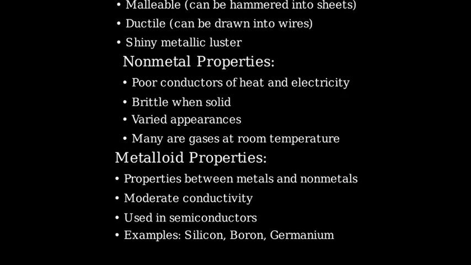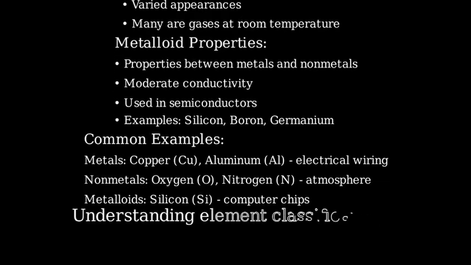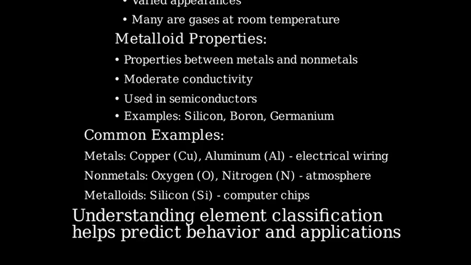Let's look at some common examples. Copper and aluminum are metals used in wiring. Oxygen and nitrogen are nonmetals that make up our atmosphere. And silicon is a metalloid used in computer chips. Understanding these classifications helps us predict how elements will behave and what they might be useful for in real-world applications.